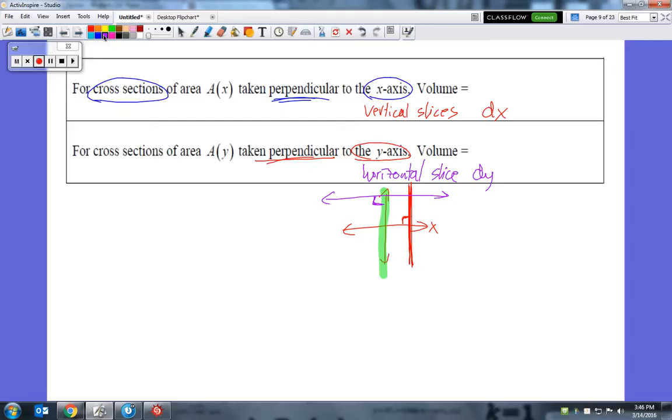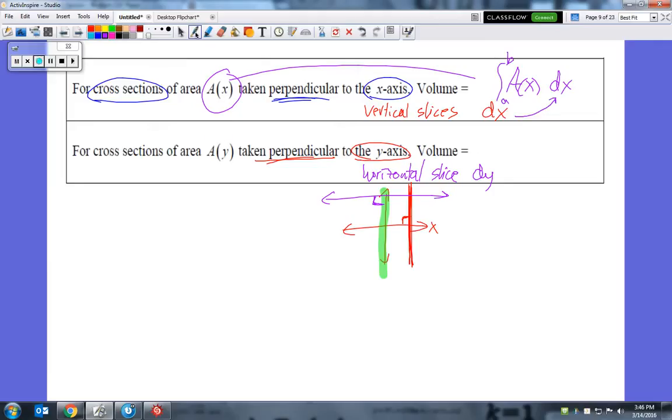So these are important as far as how we set up our integrals in respect to the variable. A of x says the area formula is in terms of x. So I'm going to integrate it with respect to x, and all I need to do is go from low to high, or from a to b.